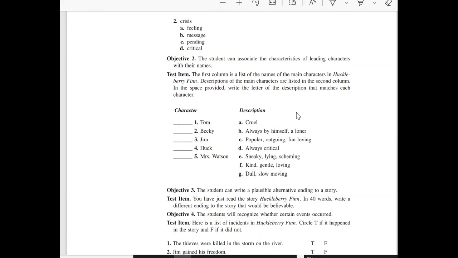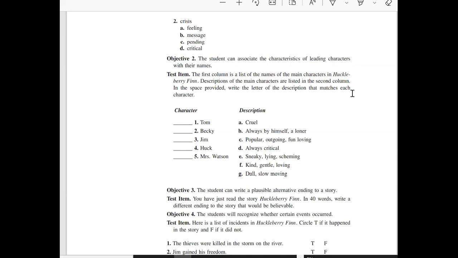The first column is a list of the names. I don't like how this one is done, actually. It's supposed to be the opposite way. When you're doing matching items, that is not really how it's supposed to be. In the space provided, write the letter of the description that matches each character.